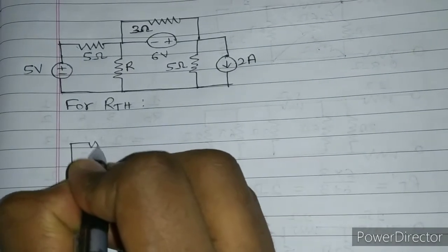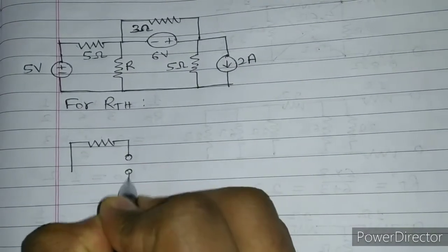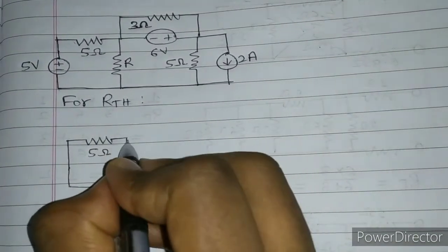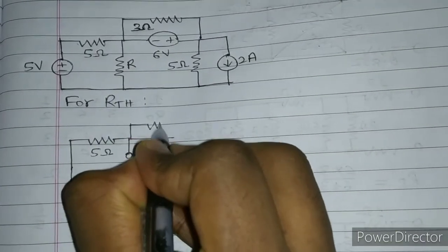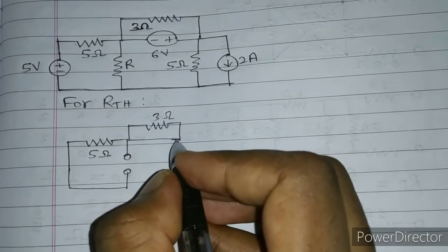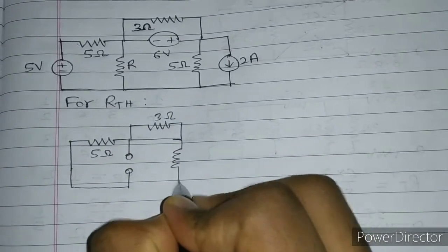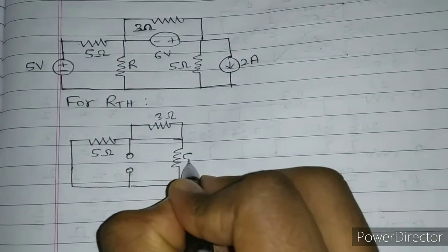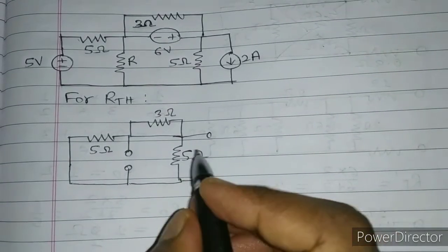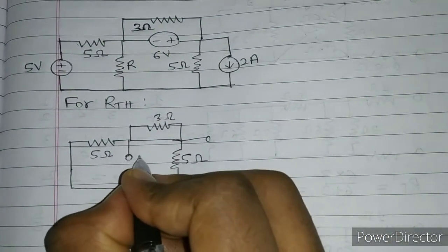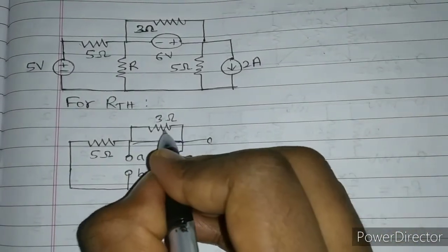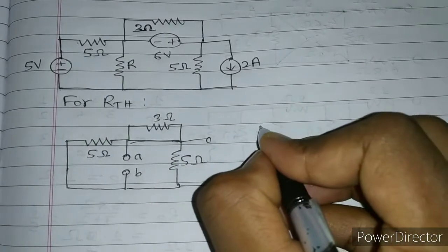A short circuit over here, this is a 5 ohm resistor, open circuit over here, again a short circuit over here in parallel with the 3 ohm resistor, then the 5 ohm resistor over here and the open circuit over here. So let's name these terminals as A and B. Since short circuit is in parallel with 3 ohm resistor, the 3 ohm resistor is neglected.